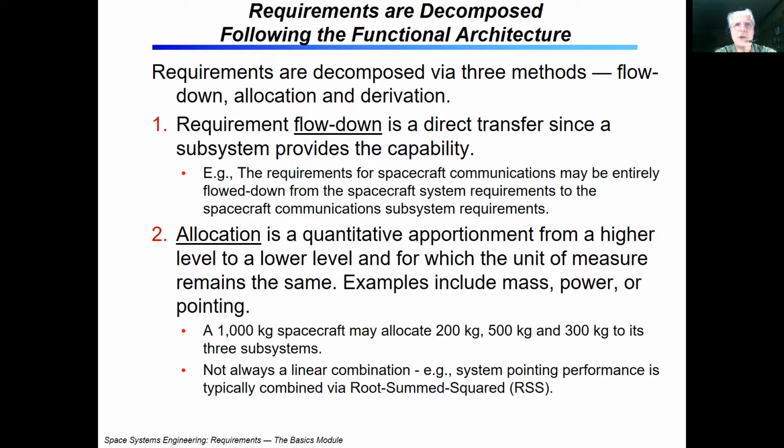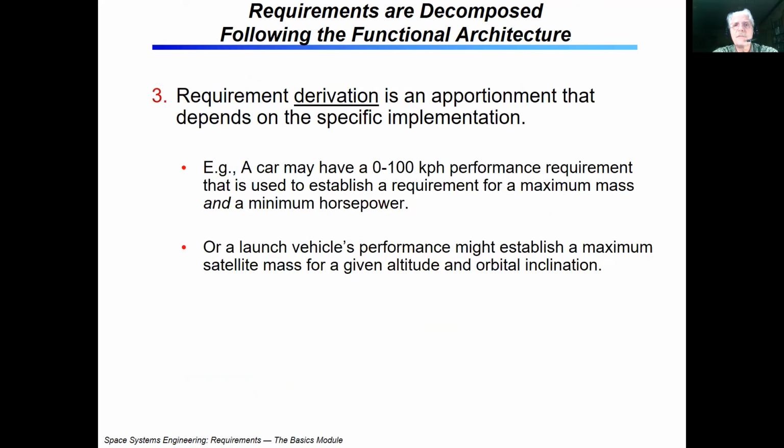Then there's an allocation requirement. A good example of an allocation is that the total weight of your payload is required to be 500 grams. Well, you've got several subsystems in that: electronics, power, mechanical, etc. So what is your allocation for each of those subsystems? There would be a limit placed on the weight for each one of those subsystems. That would be an allocation.